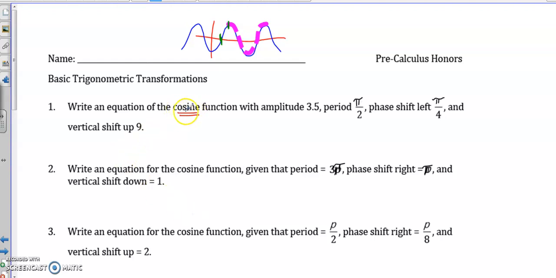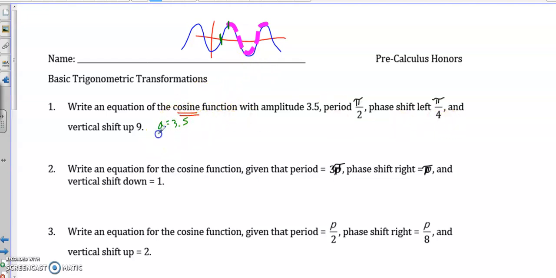All right, so for the first one, I'm asking you to write a cosine function. So we know my amplitude is 3.5. So the amplitude A is 3.5. So from the midline, so the halfway point of our graph, it's going to go up 3.5 units from that center line and down 3.5 units from the center line.